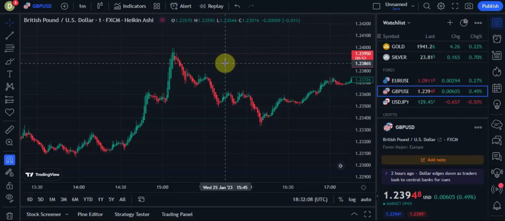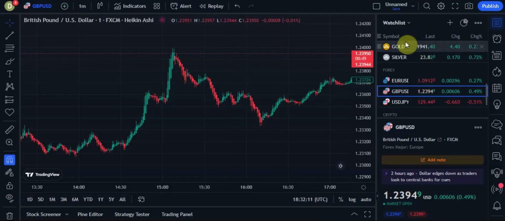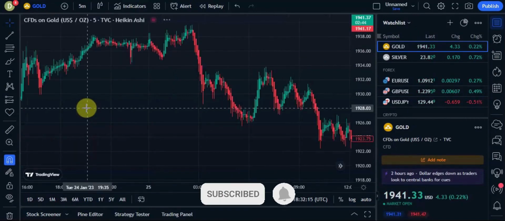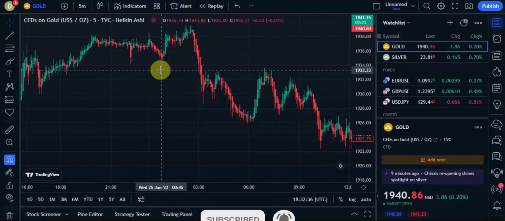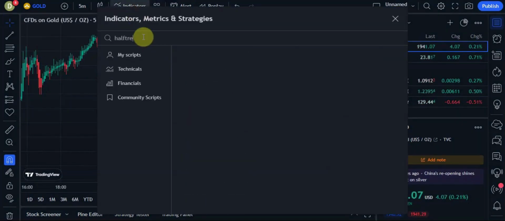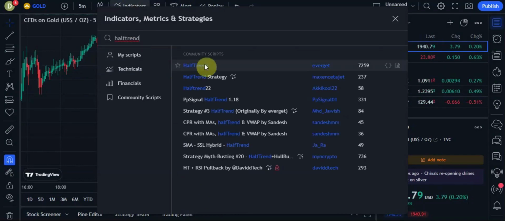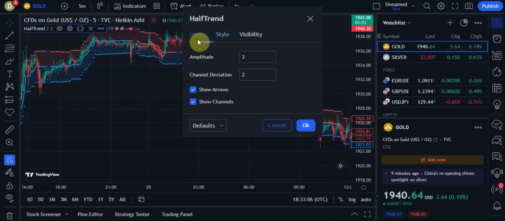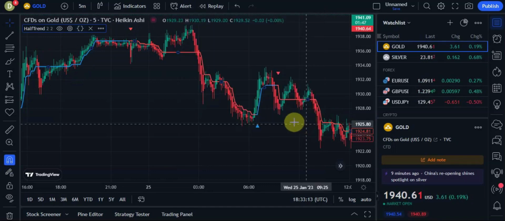We'll start off by opening a gold chart with a 5-minute time frame. Now let's go to our indicator section and type in half trend, no spaces. And you will see it here, half trend by Everget. Let's add this to our chart. And we're going to make one quick change. Let's go to settings, and then input, and then let's uncheck this box here that says show channels, and then hit OK.